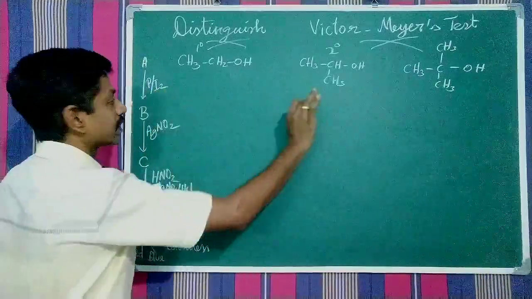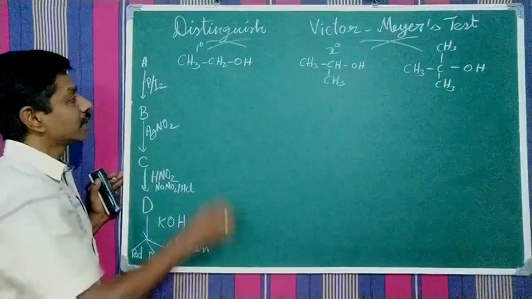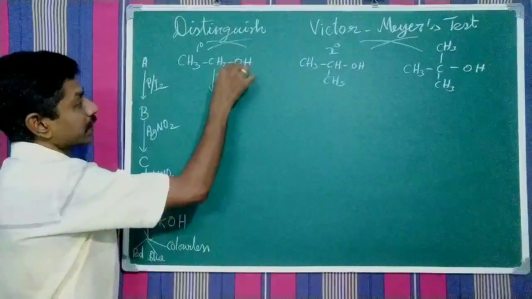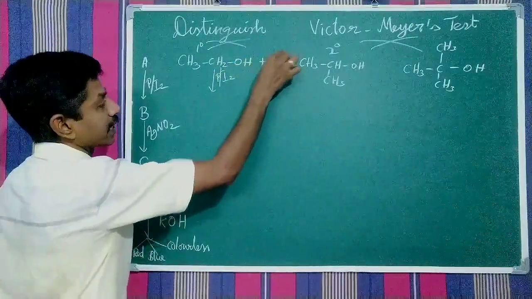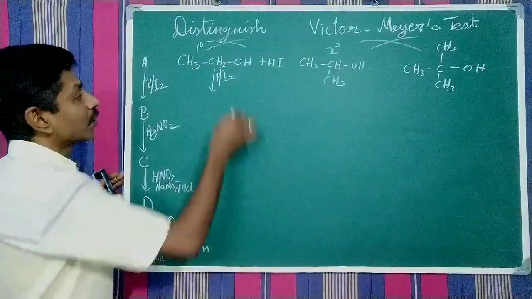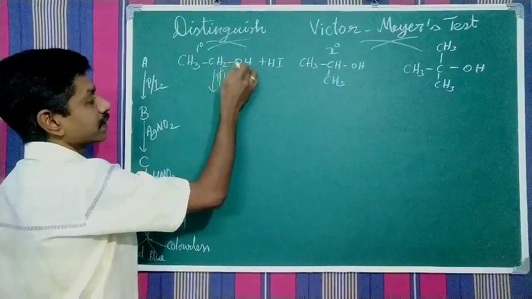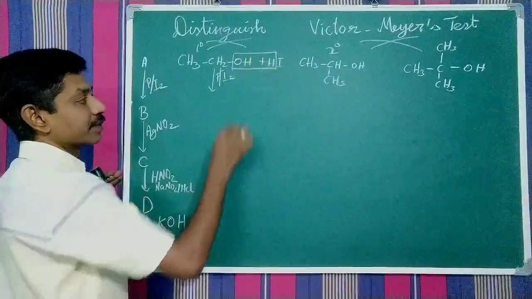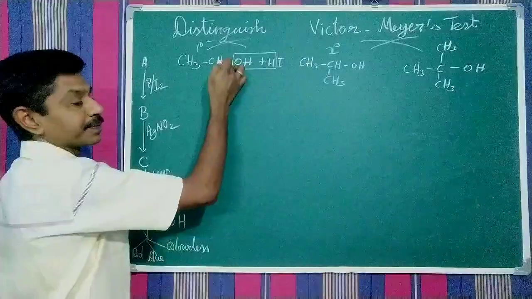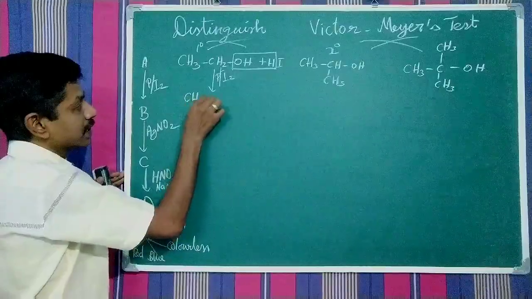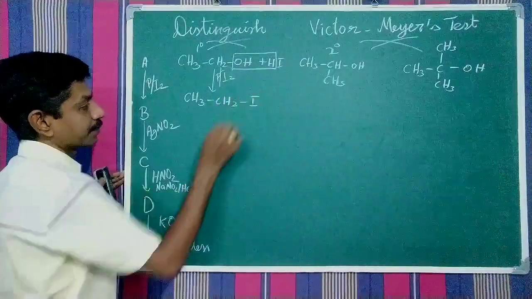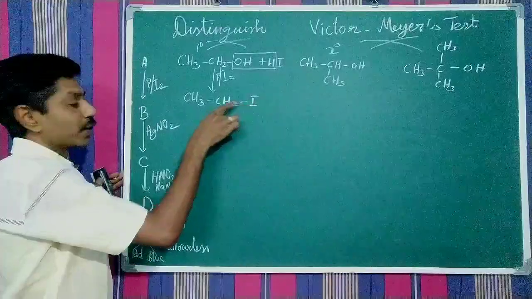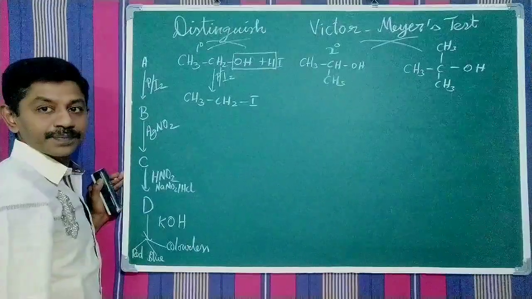Step 1 for all these three: let us add phosphorus and iodine. In a simplified manner, instead of phosphorus and iodine, we add HI, hydroiodic acid, for easy understanding. You know what is going to happen? The OH on the one side and the H of HI on the other will react, water will be removed and iodine gets added. So the resultant product is CH3CH2I. So compound A is ethyl alcohol, and compound B is iodoethane or ethyl iodide.